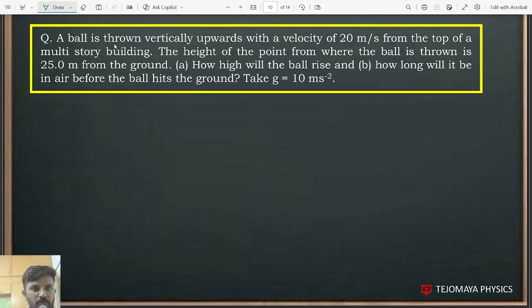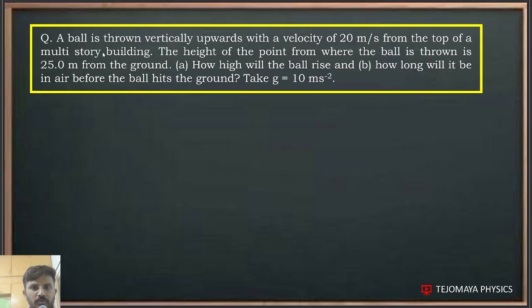Here we have a ball thrown vertically upward with a velocity of 20 meter per second from the top of a multi-story building. The height of the point where the ball is thrown is 25 meters from the ground. How high will the ball rise and how long will it be in air before the ball hits the ground?